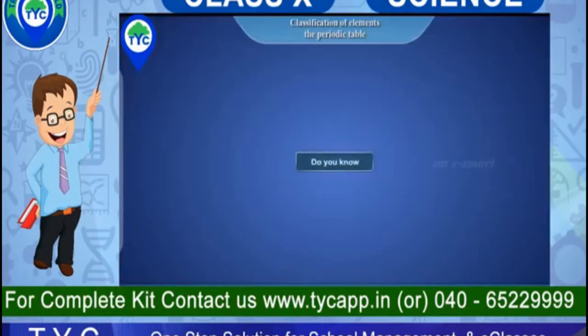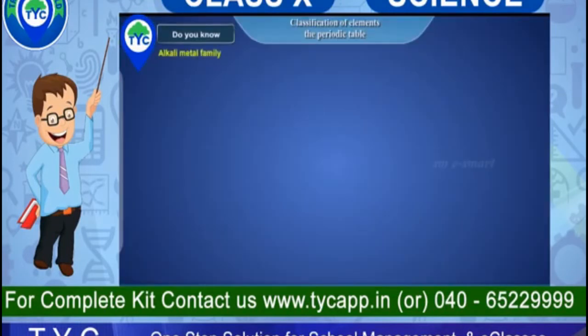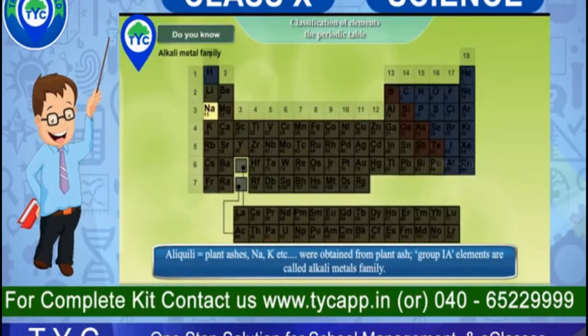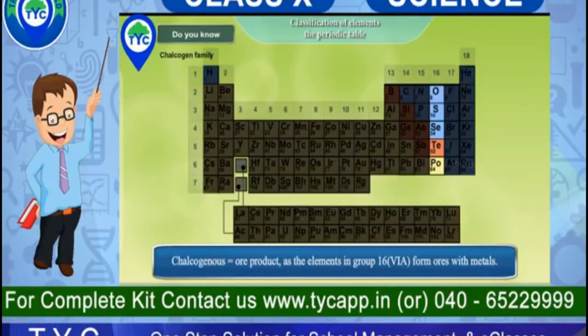Do you know? How are the names of certain families of the periodic table derived? Alkali metal family. Alkali means plant ashes. Na, K, etc. were obtained from plant ash, so group 1A elements are called the alkali metal family. Chalcogen family. Chalcogenous means ore product, as the elements in group 16 form ores with metals. They are called the chalcogenous family.